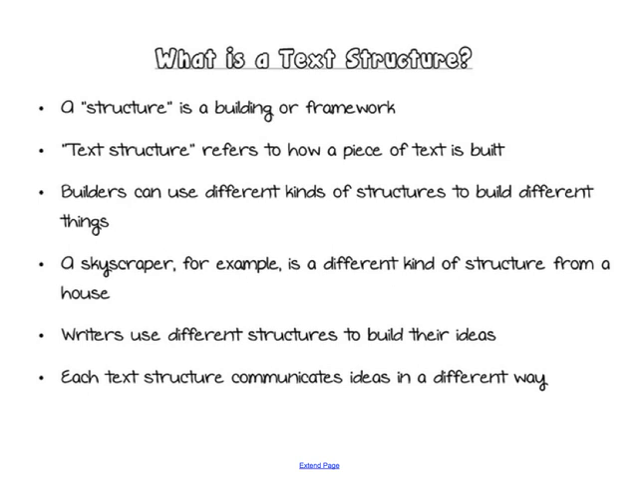So you might be asking, what is a text structure? What is she talking about? Well, a text structure is a building or a framework for a piece of writing. Text structure refers to how a piece of text is built. Builders can use different kinds of structures to build different things. For example, a skyscraper is a different kind of structure from a house. Writers use different structures to build their ideas. Each text structure communicates ideas in a different way. There are lots of different types of text structures.